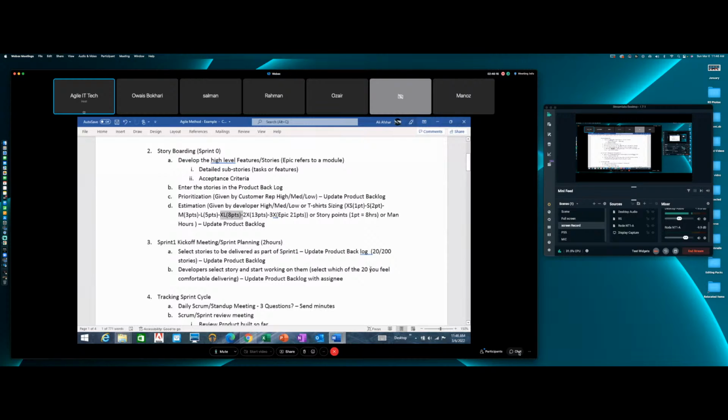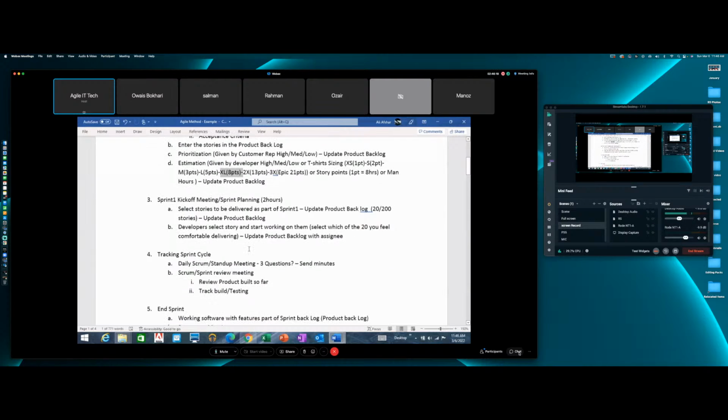All right. So after all of the storyboarding is done, now it is time for us to kick off our sprint. The kickoff of the sprint is typically a 2-hour meeting at the beginning where we're going to be selecting the stories that we want to deliver as part of our sprint number 1. We will update the product backlog again to identify that these 20 stories will be part of our first sprint delivery. I'm just giving you an example, right? And then we're going to have the developers actually selecting what they want to be working on, meaning they will select the 20 that they feel most comfortable delivering, right?